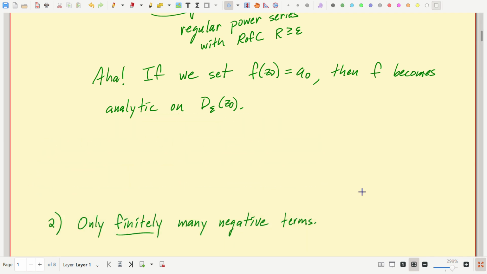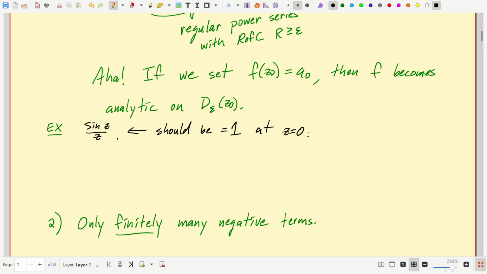before I do that. So let's see, last time I showed you an example of a removable singularity. It was sine z over z. And I played around with power series to that. That should be 1. That's the famous limit. So I talked about that last time. That's an example. And so here's the fact.